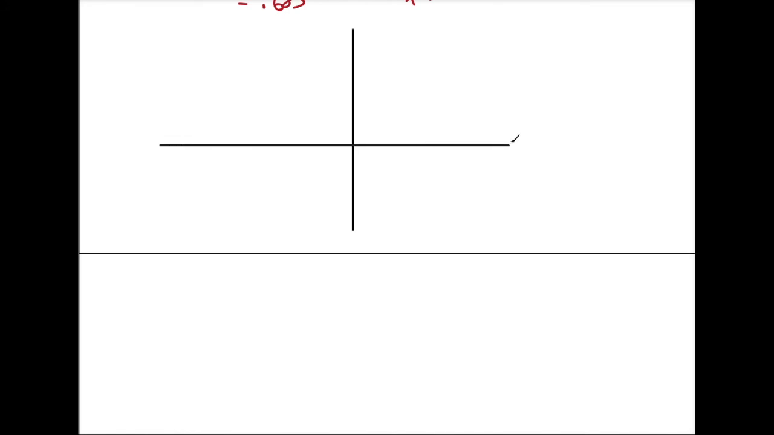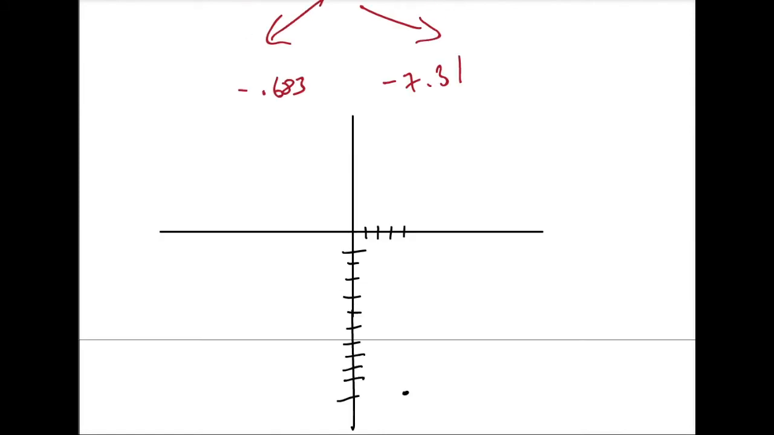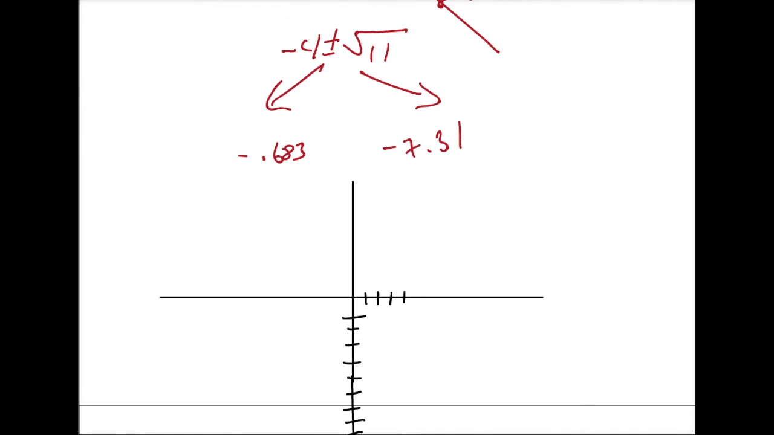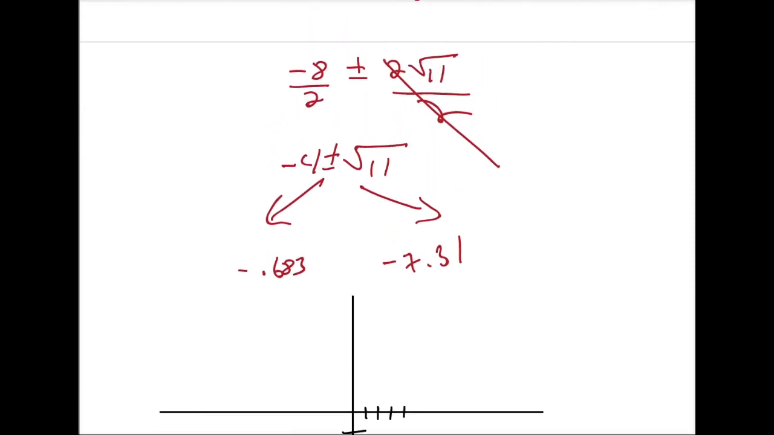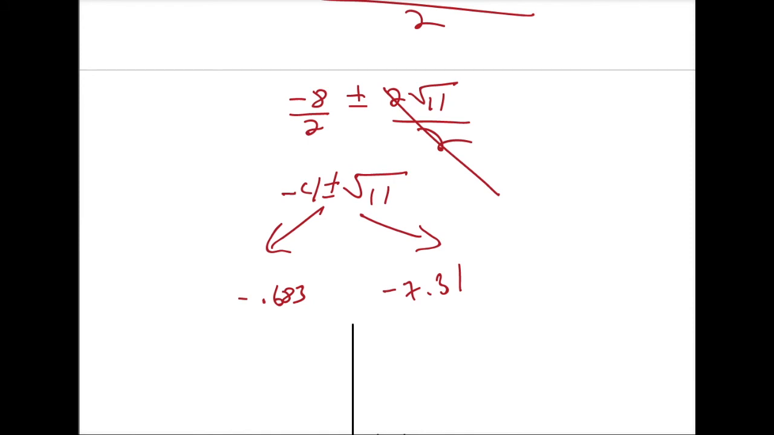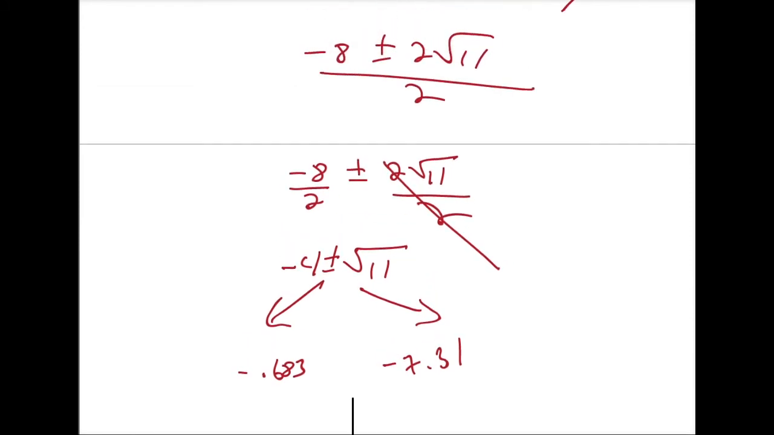So the vertex is at 4, -11. So 1, 2, 3, 4, and 1, 2, 3, 4, 5, 6, 7, 8, 9, 10, 11. And we know the graph opens up, right? Wait, something's weird. Did we get the y-intercept yet? No, but the x-intercepts are wrong. You know how I know? Because why are these both negative numbers?